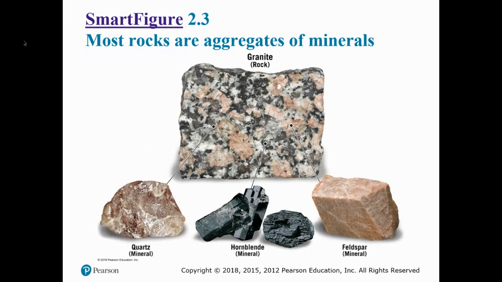So here we have an example of granite, which is a rock, and it is an aggregate. It is a collection of several different types of minerals. And you see in this particular one, we have some quartz, we have hornblende, and we have feldspar. So those are the minerals, and you can see that there's not a specific pattern, there's not a specific arrangement of those minerals within the rock.